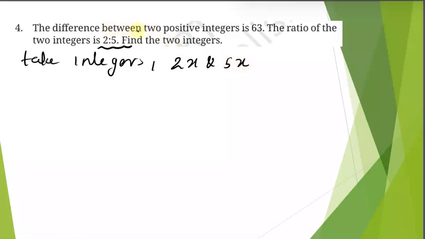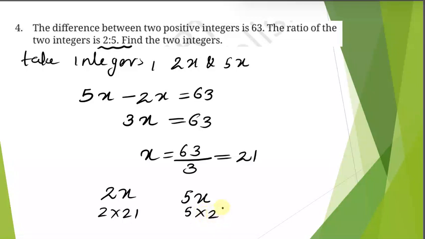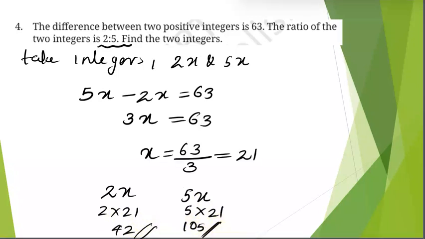Already given, the difference between the positive integers is 63. So how can you find the difference? 5x minus 2x is equal to 63. So you will get 3x. 3x is equal to 63. So x is equal to 63 by 3. You will get 21. So the integers are 2x and 5x, so 2 times 21 and 5 times 21. 2 times 21 means 42. 5 times 21 means 105. So the integers will be 42 and 105.